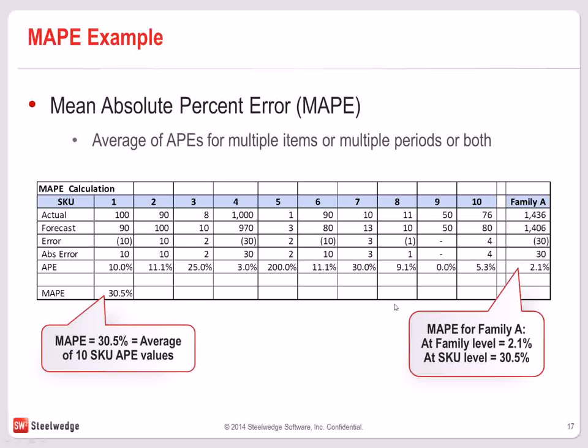And that's fairly typical. In fact, it's very typical that when we're measuring forecast accuracy at a higher aggregate level, we're going to tend to see lower MAPE values. So it's a pretty critical decision to make, and we'll come back to that.